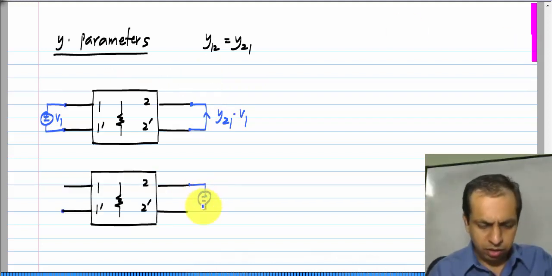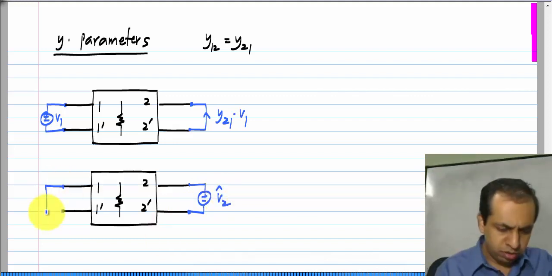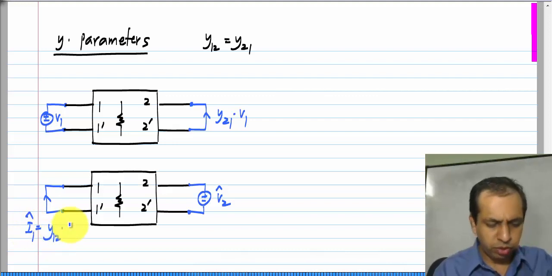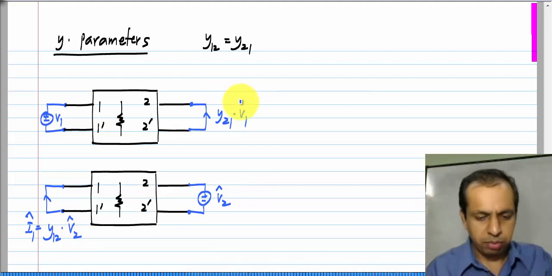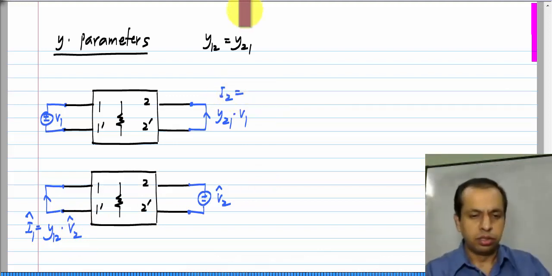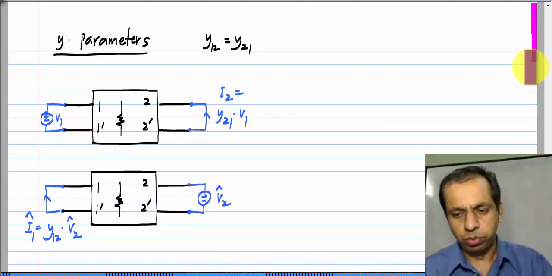On the other hand, if I connect V2 hat to the second port, short circuit the first port, the current here would be I1 hat, which is equal to y12 times V2 hat. And by the way, let me define this current as I2. So, in this form, in terms of y parameters, it says that the ratio of short circuit current in one port to the applied voltage is the same as the short circuit current in port 1 to the voltage applied at port 2.